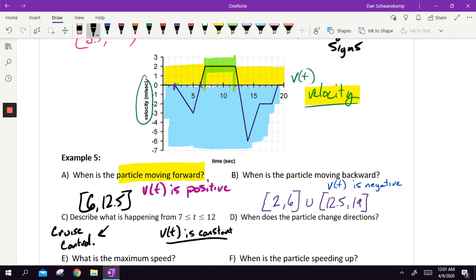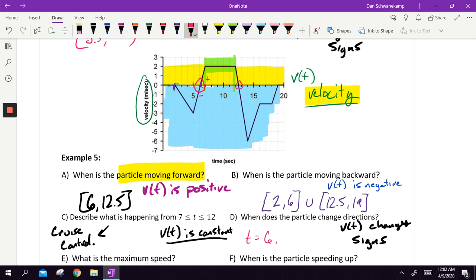When does the particle change directions? A particle changes directions when velocity changes signs. So when does velocity change signs? Velocity changes signs at 6. Boom, because on this graph velocity went from negative to positive.